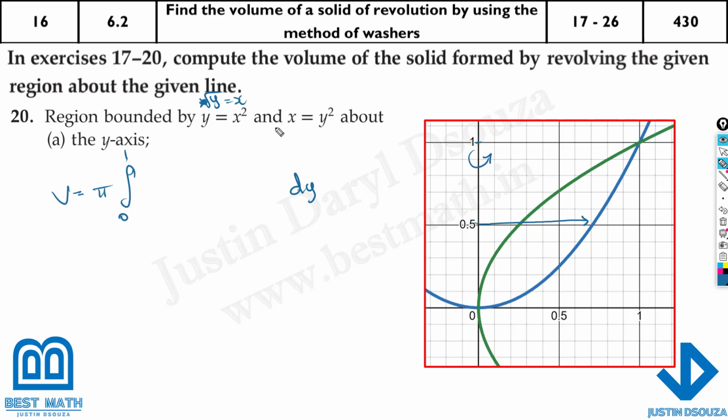And this is in terms of x, so it's fine. So x is equal to square root y. X is equal to square root y. And this is x is equal to y squared. These are the two functions. The outermost minus the inner, right? So I'll have to write square root y the whole squared minus y squared, and then the whole squared. Now just put that in the calculator, you should get the answer.